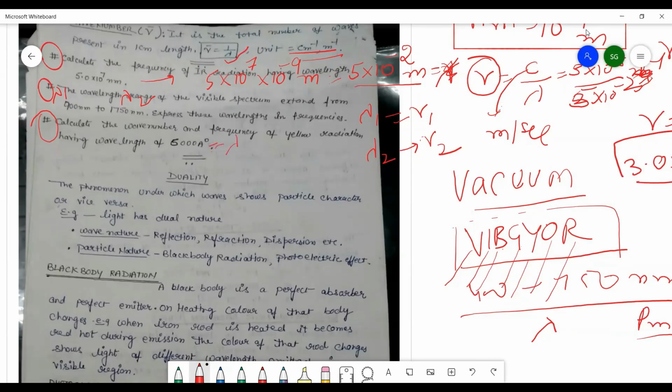Next one is to calculate the wave number and the frequency of yellow radiations having a given wavelength. Here the wavelength is given in angstrom. As you know, angstrom is converted into meters by 10 to the power minus 10 meter. So this is the conversion factor first. Then calculate mu bar, the wave number, which is equal to 1 upon lambda. You can find it very easily. And for the frequency, mu is equal to C by lambda, and then find the value. These are very simple numericals, and they are also in the NCERT book, so you can try these questions also.